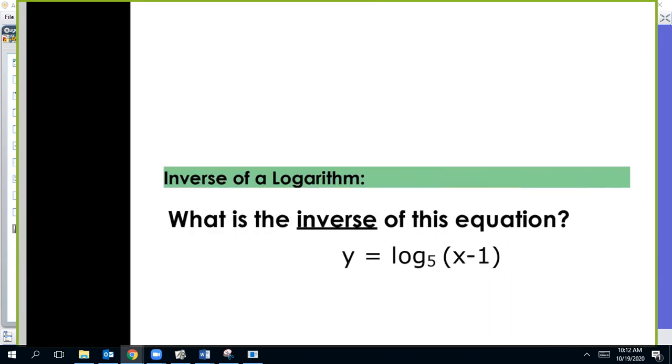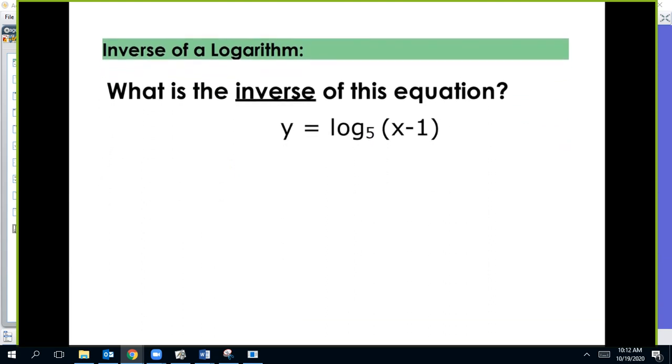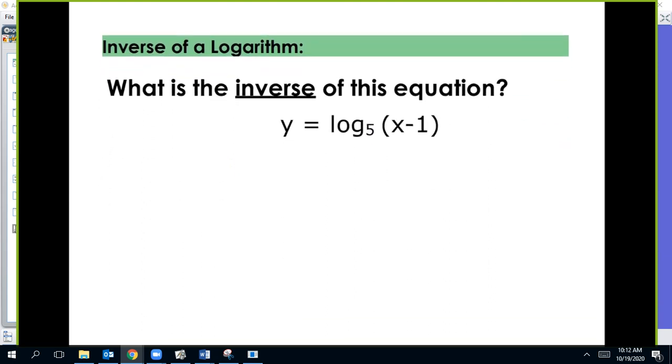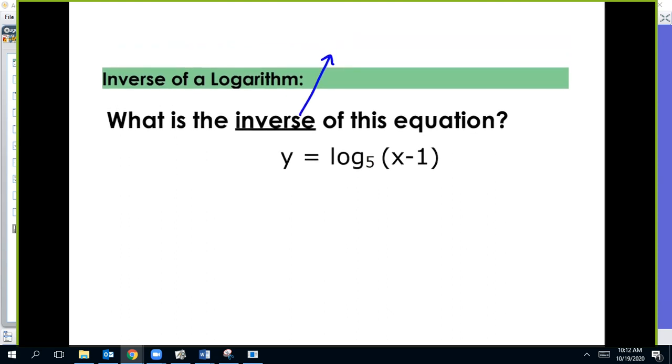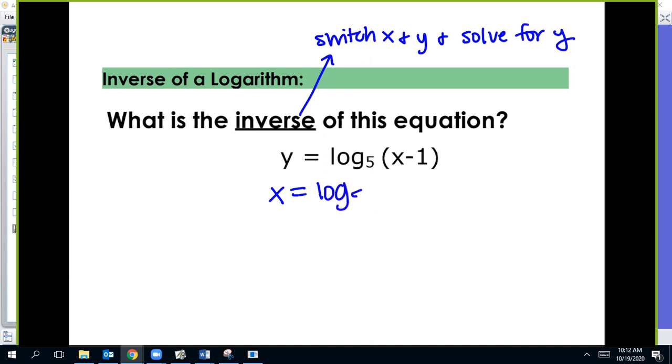Next, we'll be practicing inverses. So that's the whole point of starting here with logs, is that the inverse equation. And so remember from Unit 1 that an inverse is when the domain and range of a function flip. And so we have the steps: switch x and y and solve for y. And so what that will look like here is we're going to do x equals log base 5 of y minus 1. And then solve for y.